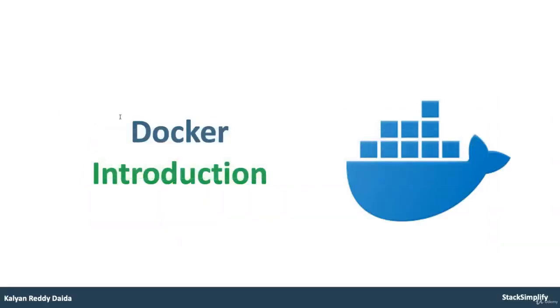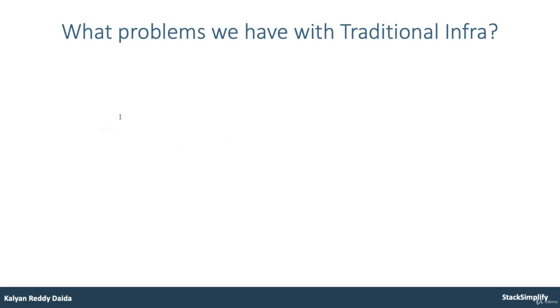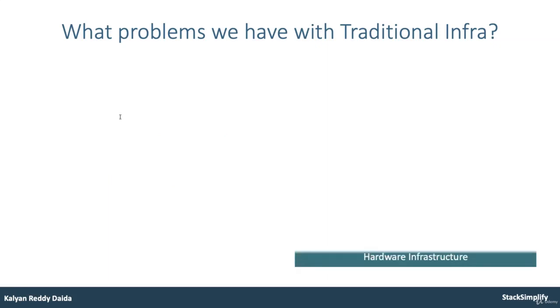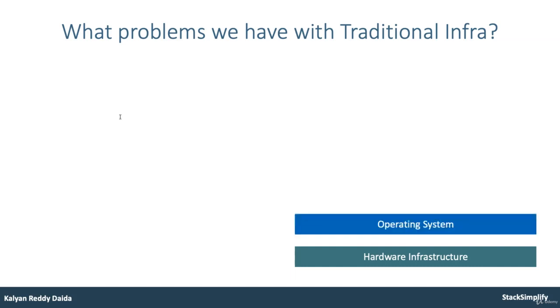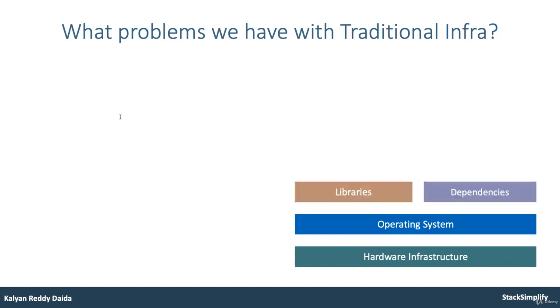In Docker introduction, the first thing is what problems we have with the traditional infra. In the traditional infra, we have the hardware infrastructure. On top of that, usually we install our respective operating system like Ubuntu, SUSE Linux, Red Hat or CentOS. When we plan to deploy our applications, we install the equivalent OS level libraries and the equivalent dependencies.